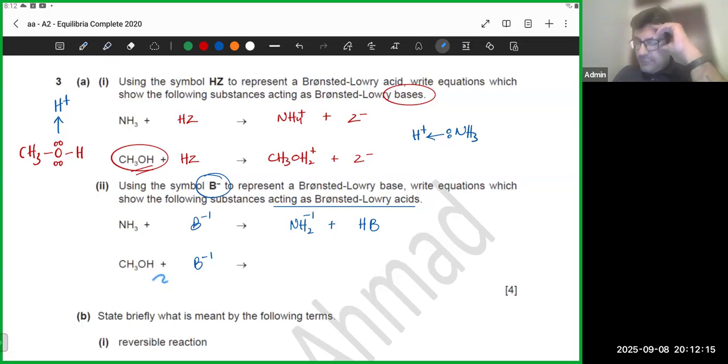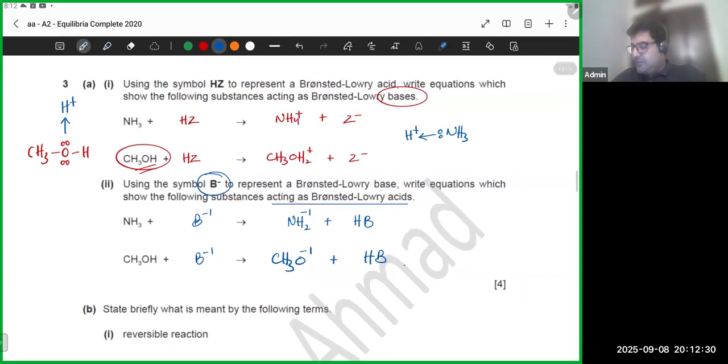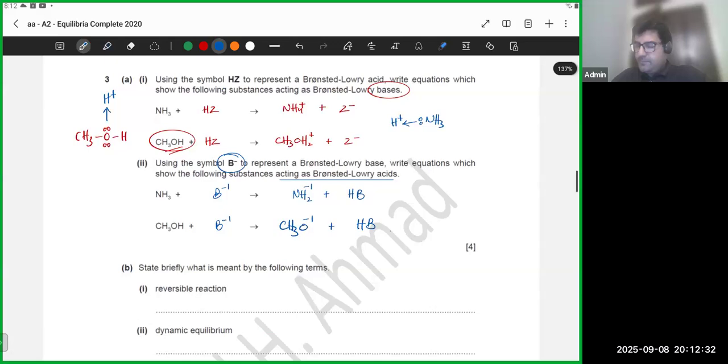The second one, which H would be lost? The OH hydrogen would be lost. So it's going to become CH3O-, and you're going to have HB. Is this one also clear to everyone? Yes. Yes, sir.